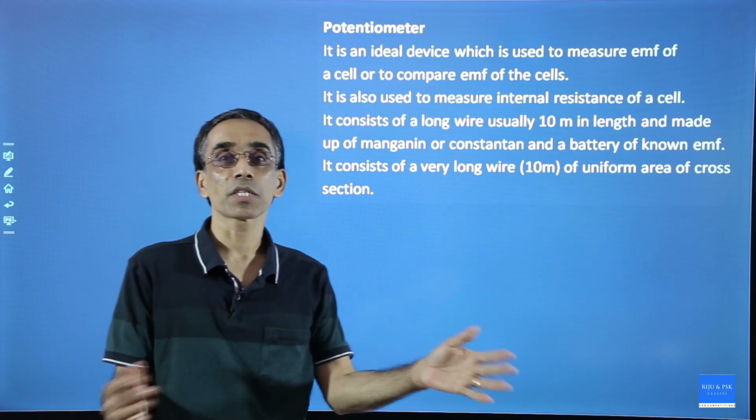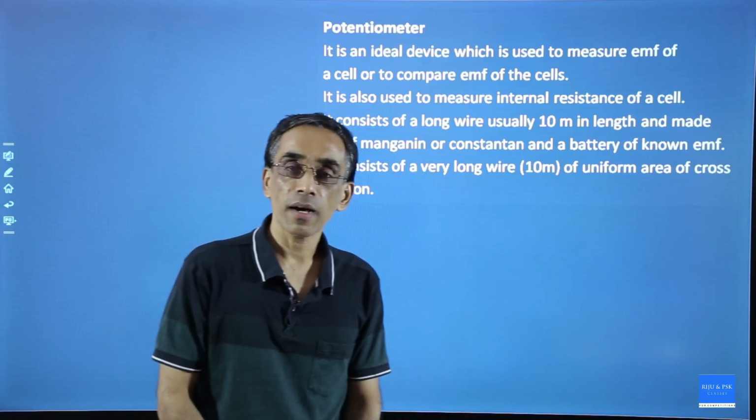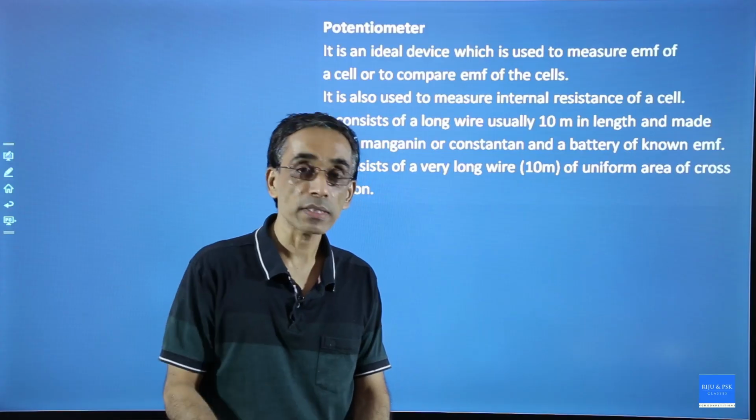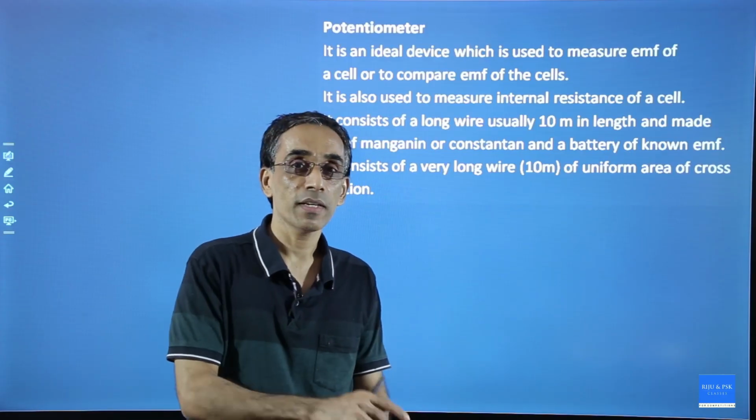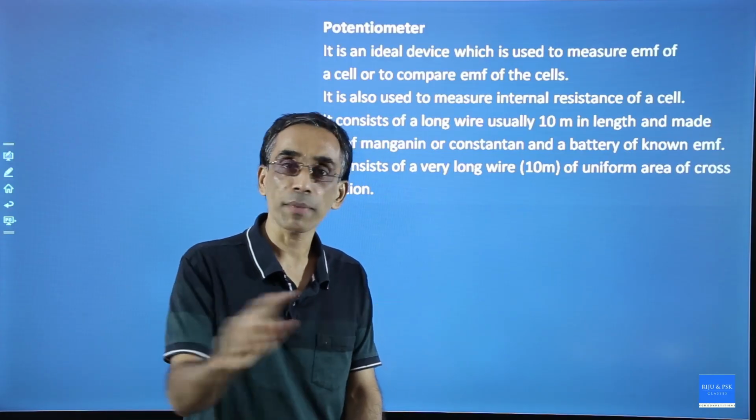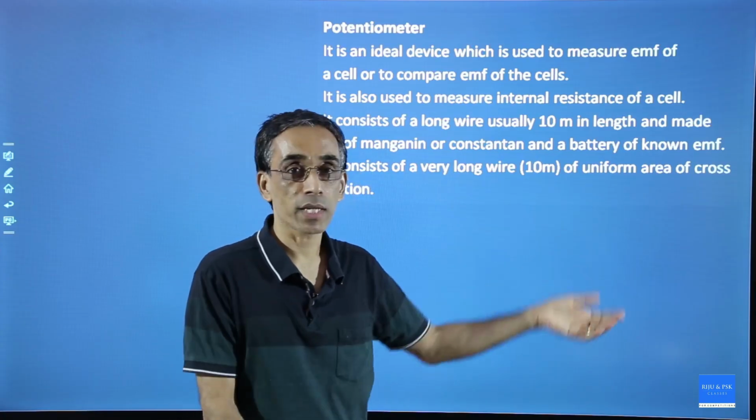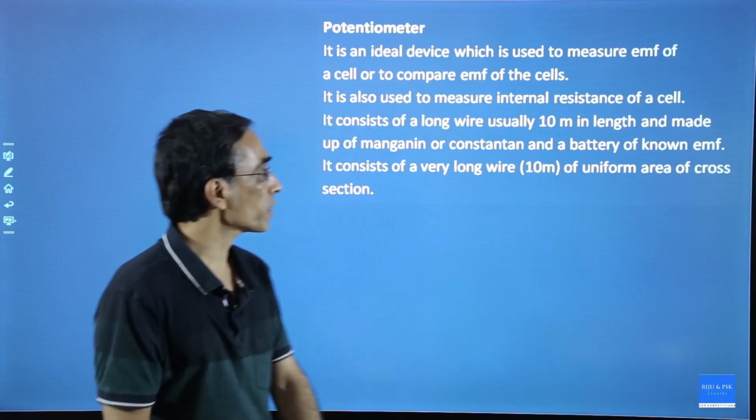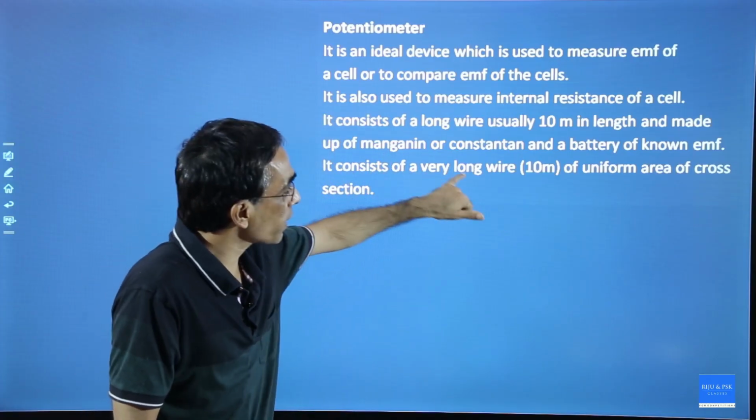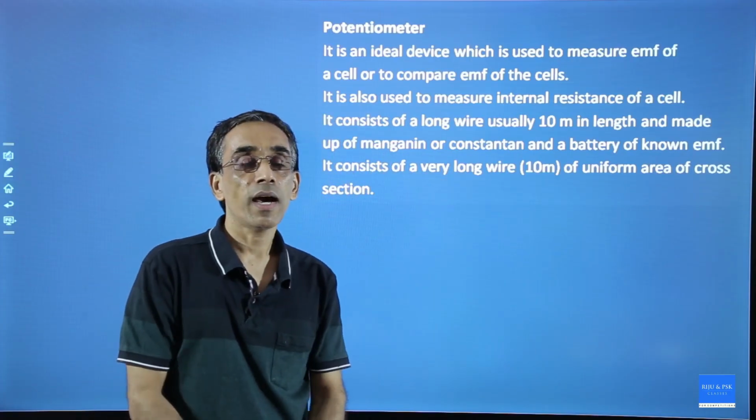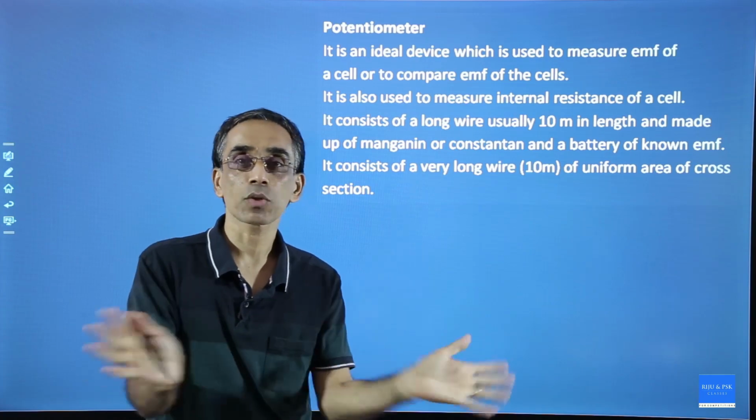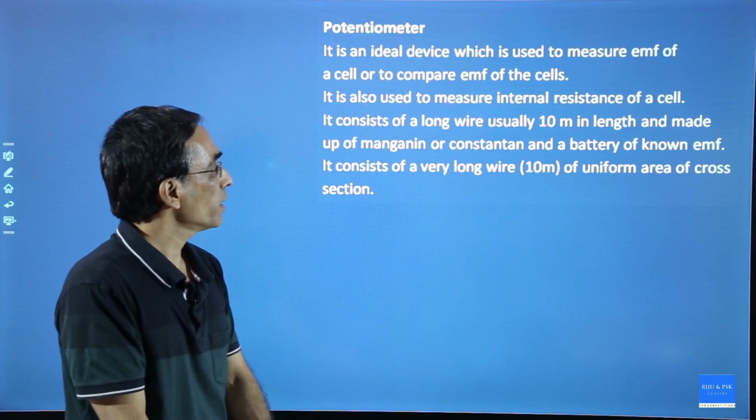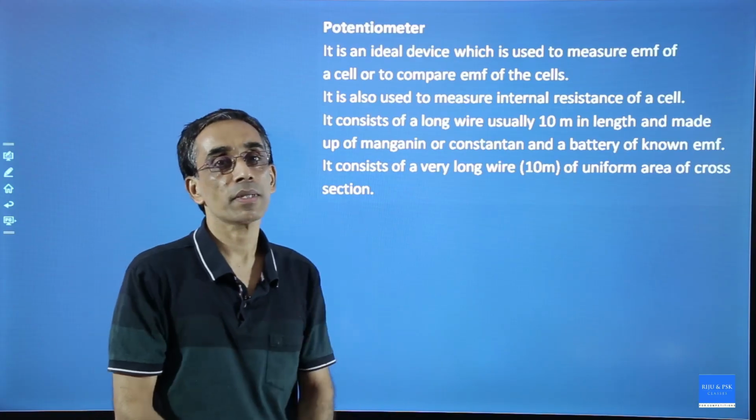And what does it consist of? Just like the meter bridge, there is a wooden platform on which there is a very long wire. In meter bridge, you have a wire of 1 meter length. But this will have more than that, like 10 meter or 20 meter. So a long wire, and that wire is made of manganin or constantan, and the two ends of the wire are connected to a battery, and that is a uniform wire. Using this, you can make certain measurements.